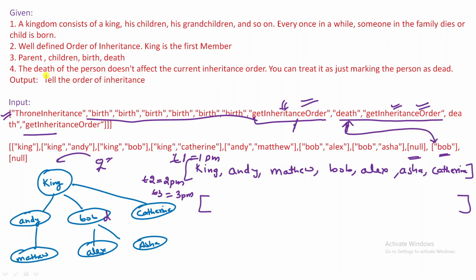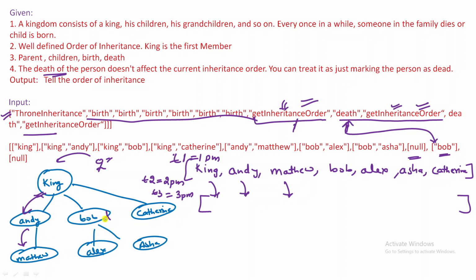The question says that the death of a person will not affect the order of inheritance. Basically, the same rule will be applied again. First the king will come. Then out of all the children of the king, the oldest person will be the next king. So Andy will come. Then all the children of Andy will be taken, and according to the rule the eldest person will be taken. So Matthew. Then we will go up.